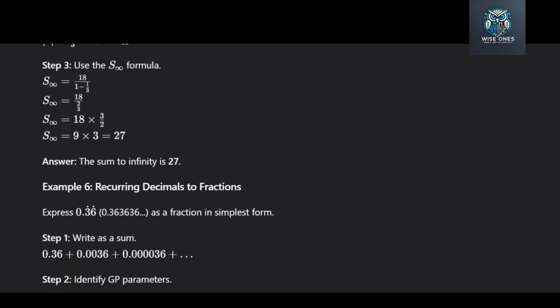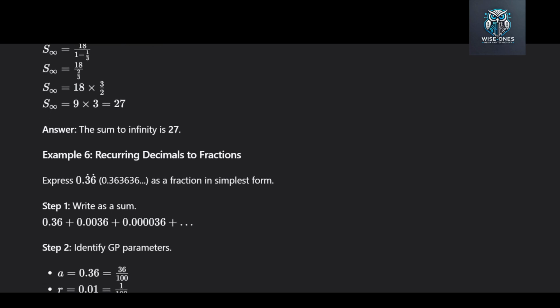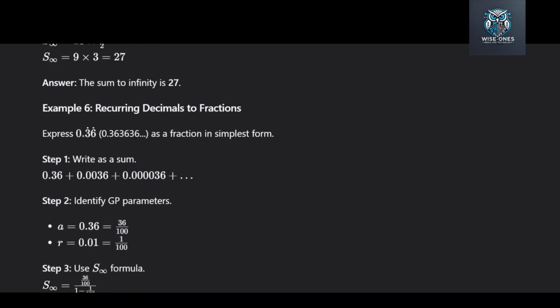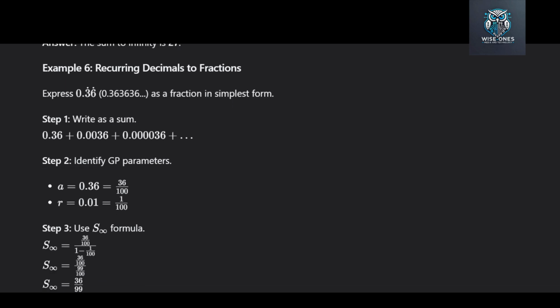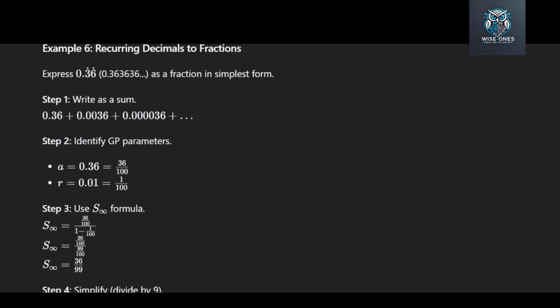Now let us look at example 6, recurring decimals to fractions. This is a very useful application. The question is, express 0.36 recurring as a fraction in simplest form. This means 0.363636 and so on.